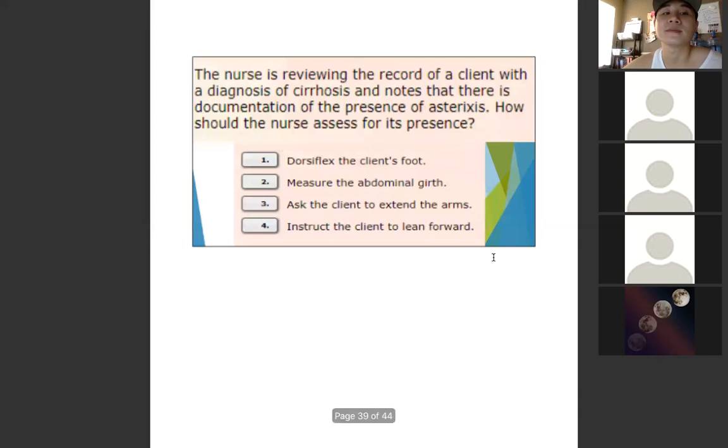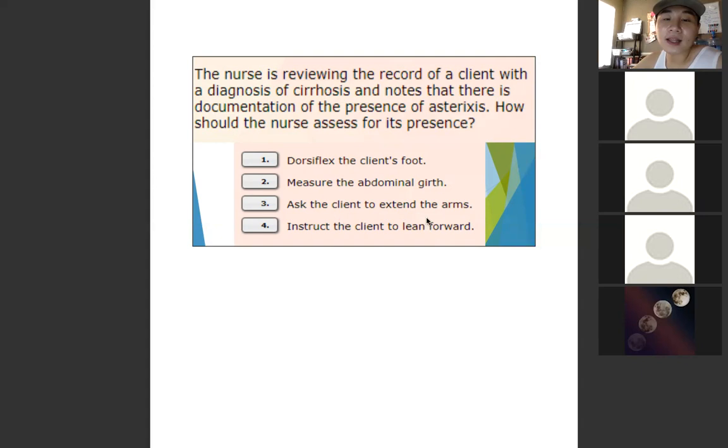Next, the nurse is reviewing the record of a client with a diagnosis of cirrhosis and notes that there is documentation of the presence of asterixis. How would the nurse assess for its presence? All right, I have one answer already. Awesome. So I have two threes. So ask the client to extend their arms. Let's see if it's correct.